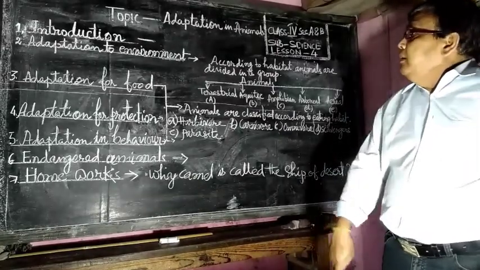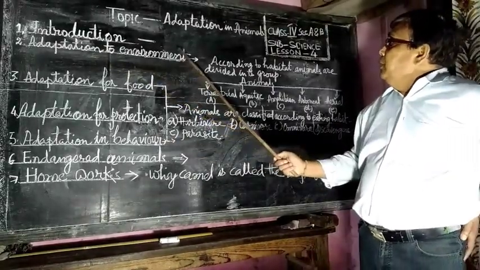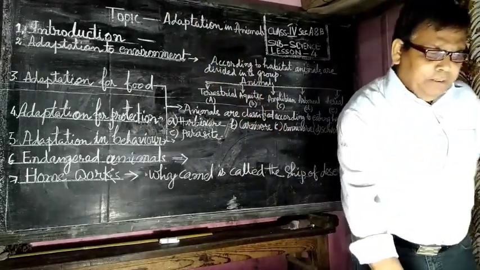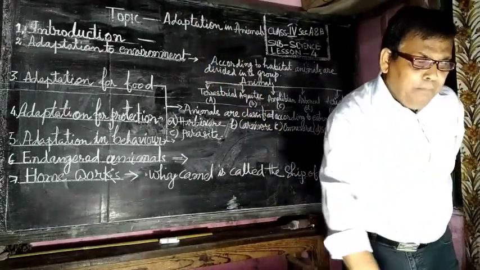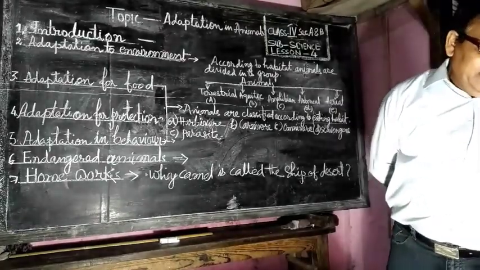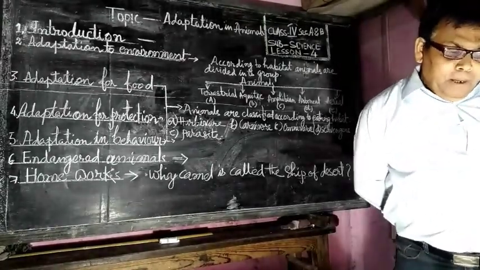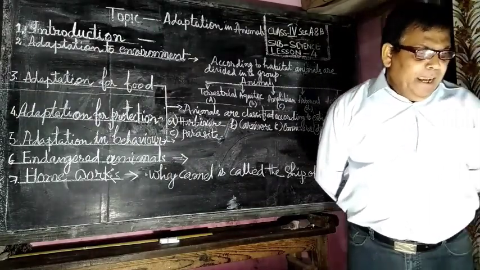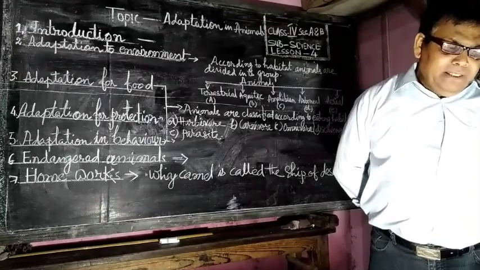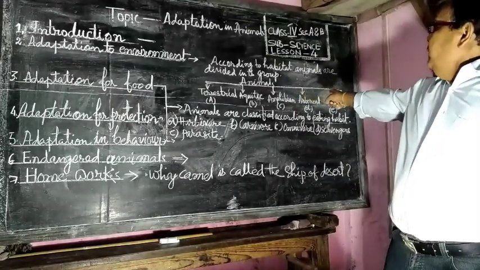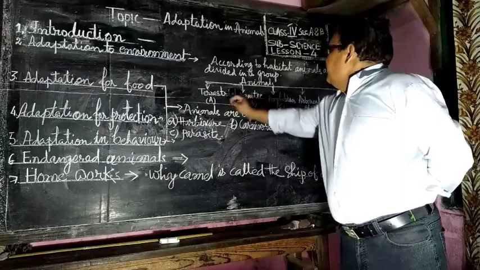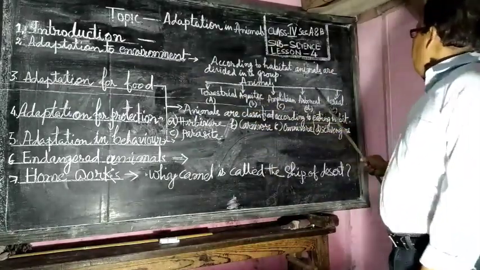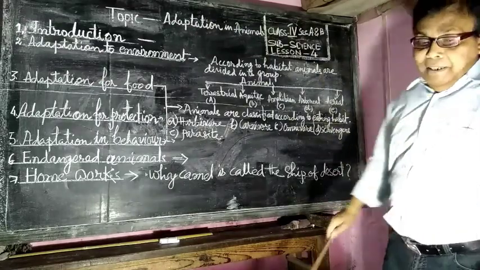Adaptation to environment. Adaptation is something about an animal that makes it possible for it to live in a particular place and in a particular way. According to habitat, animals can be divided into terrestrial, aquatic, amphibians, arboreal, and aerial.